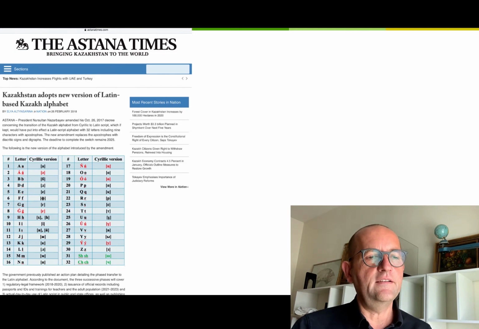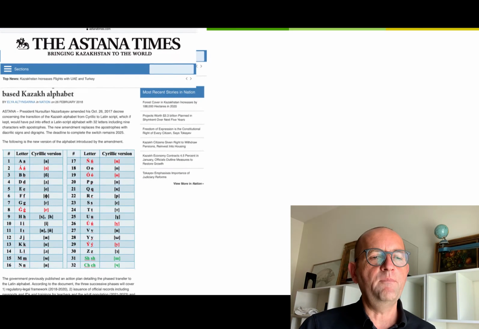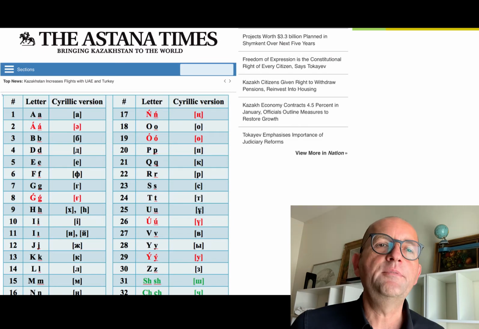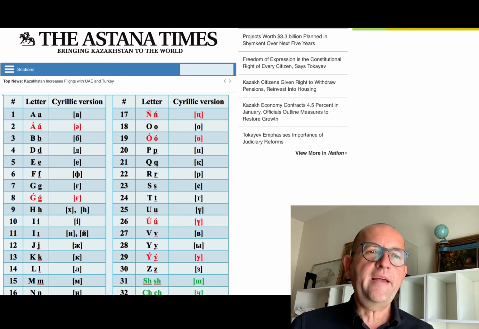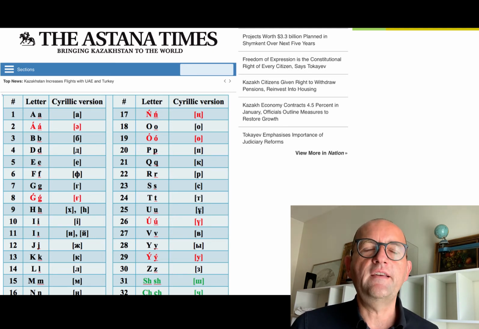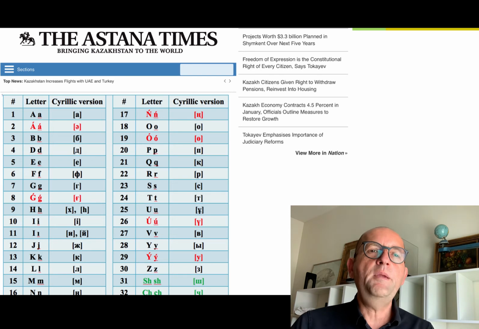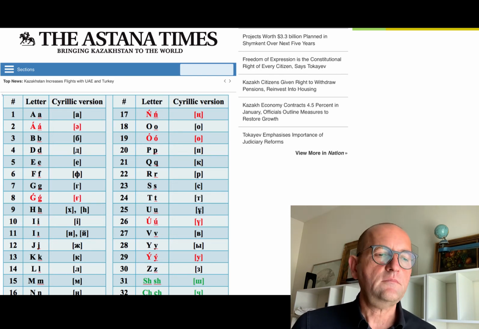For example, this is a recent news item about Kazakhstan. Kazakhstan is giving up the Cyrillic alphabet and is switching to the Latin alphabet because they see it as a better chance for them to be part of the global community. And there are other countries who took that step.